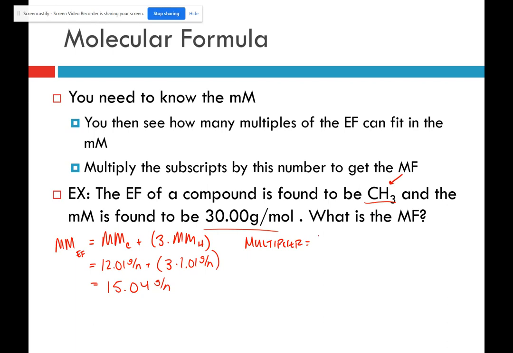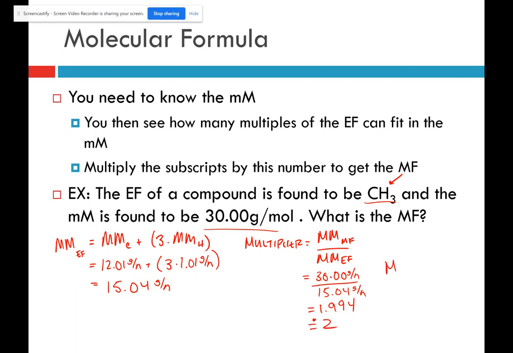How we do that is we're going to take the molar mass of the molecular formula, what was given to us in the question, and divide that by the molar mass of the empirical formula. That's going to tell me how many times the empirical formula fits in the molecular formula. This was given to me in the question, 30 grams a mole, and we know this is 15.04 grams a mole. That's going to give us 1.994. Again, this has to be a whole number, so we know 1.994 is very close to about 2.